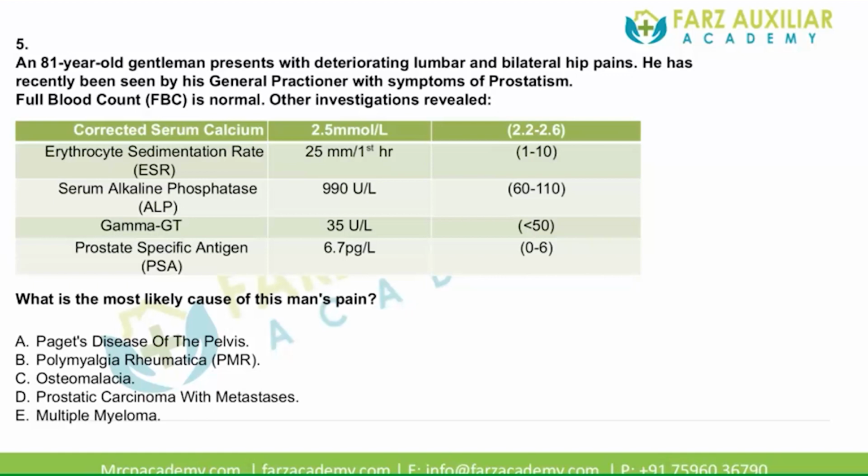Prostatic carcinoma with metastasis. Alkaline phosphatase is high. Paget's disease of the pelvis. Okay. Anything else? Prostatic carcinoma with metastasis. Anything else?